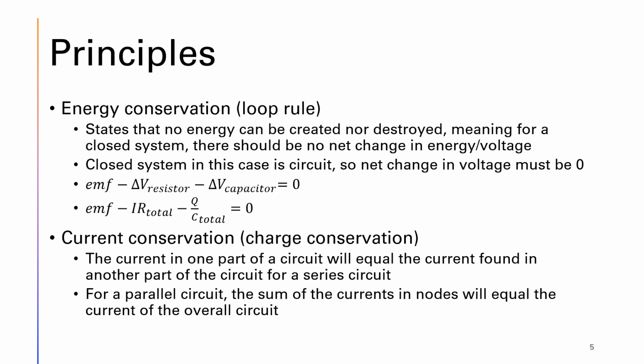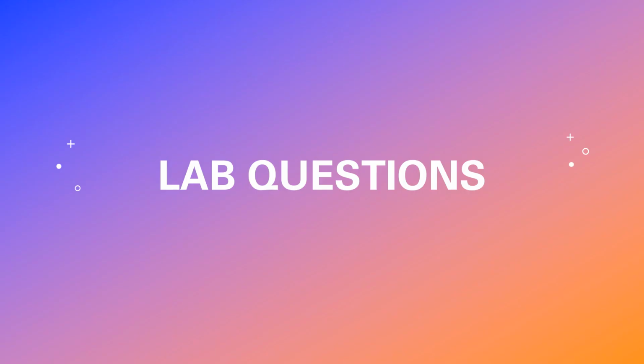Current conservation states that the current in one part of a circuit will equal the current found in another part of the circuit for a series circuit, and for a parallel circuit, the sum of the currents in the nodes will equal the current of the overall circuit.